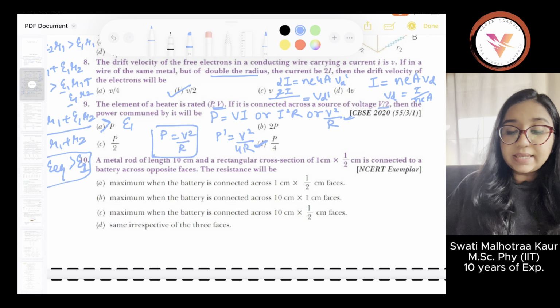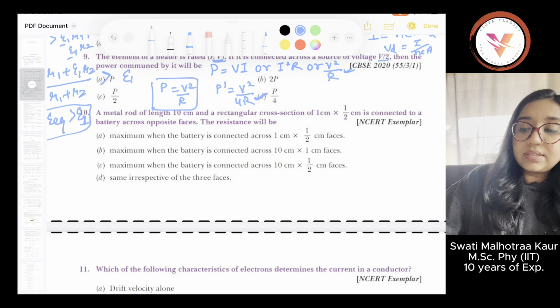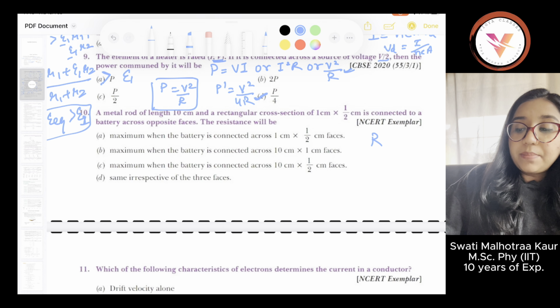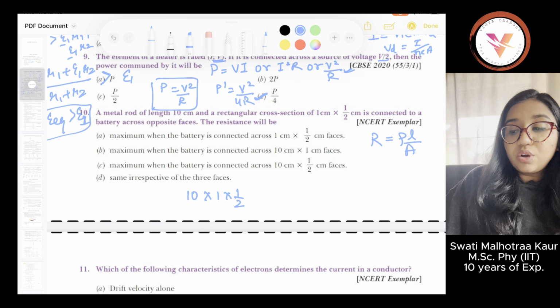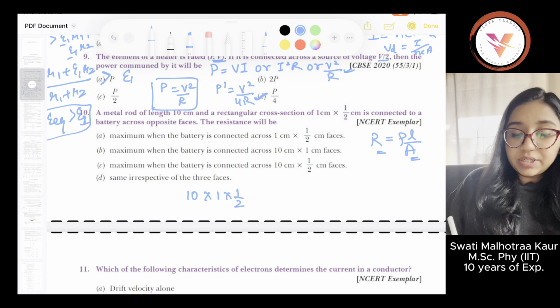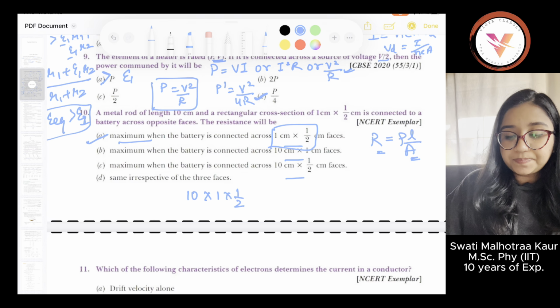Next, question number 10 says a metal rod of length 10 centimeter and rectangular cross section of 1 centimeter into half centimeter is connected to a battery across opposite faces. The resistance, you know, is basically rho L by A, so it is inversely proportional to A. You have a dimension of 10 into 1 into half. So the smaller A would be, the larger R would be. So it is maximum when the area is this. So the area should be minimum. So A is the appropriate answer.